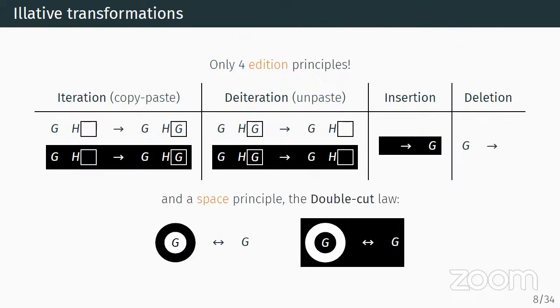And the last principle is more of a topological or spatial principle. And it says that if I have a double cut, two cuts nested inside each other, which forms this kind of ring, I can erase the ring or insert it around the graph G. And I like to think of this as a kind of topological deformation, just collapse the two cuts on themselves.